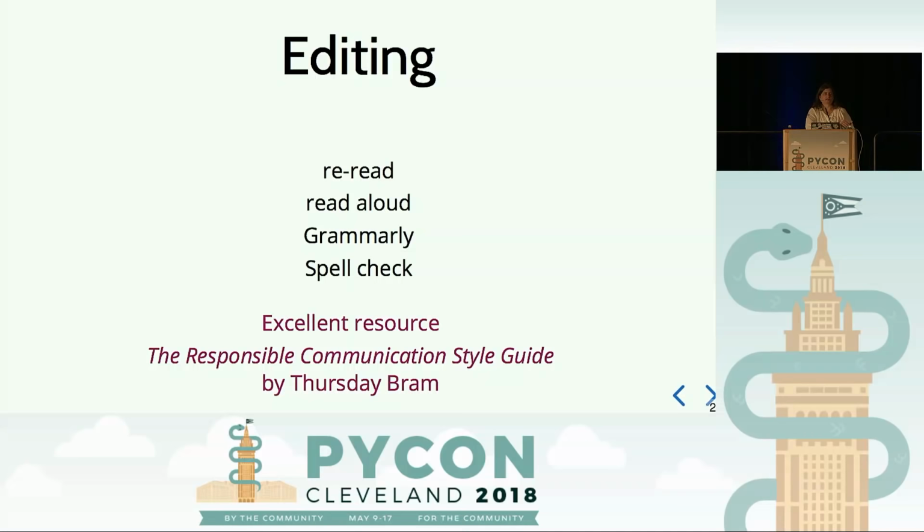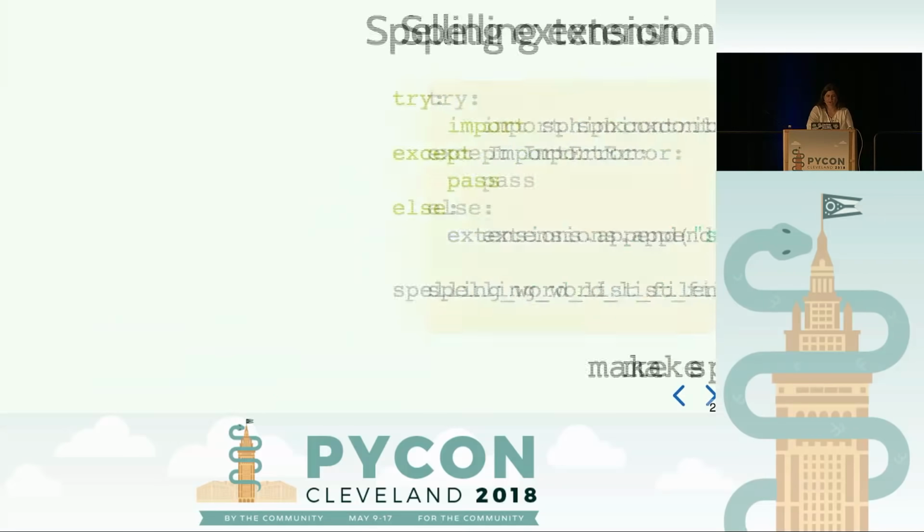If English is not your first language and you don't feel real comfortable with grammar, you can use a tool like Grammarly that will suggest changes in grammar to you. And Sphinx comes with an extension that does spell checking. And this particular resource at the bottom is great. So if it's your first time writing, this really covers all the bases for style of open source documentation.